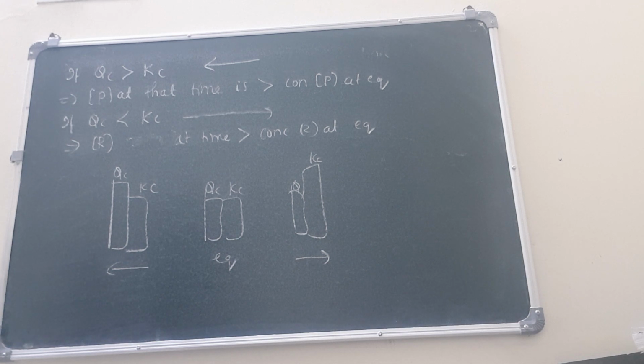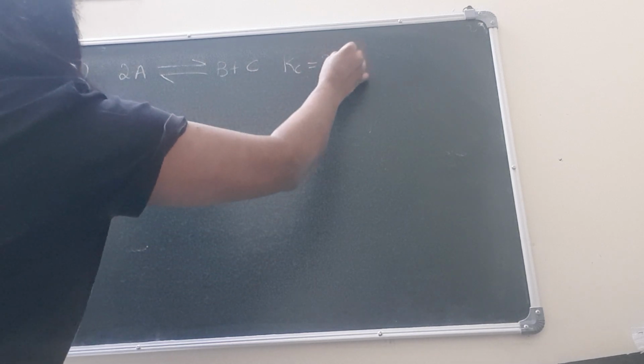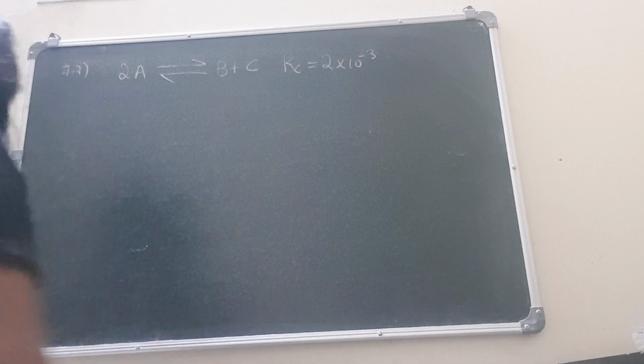I'll give you an example so that it makes things clearer to you. I have the worked example 7.7. There is a reaction given to you, 2A getting converted into B plus C, and Kc for the equation is given to you, 2 times 10 to the power minus 3.